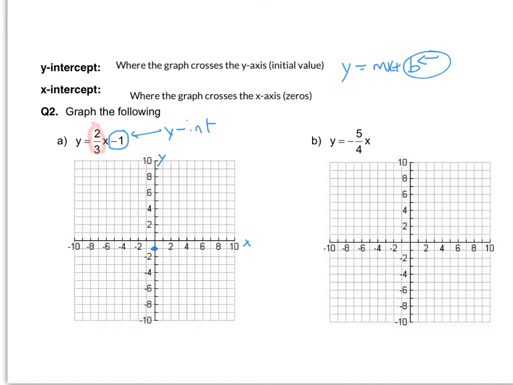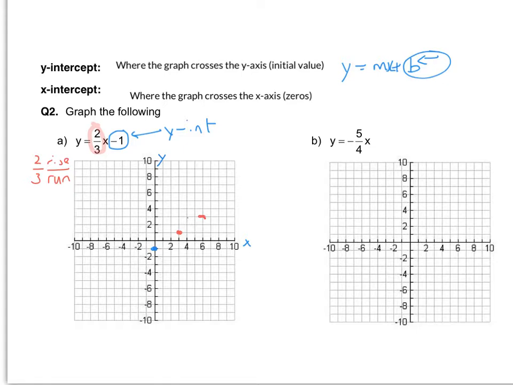So my 2/3 is going to be a rise of 2 and a run of 3. It's rise over run. So I know that from my point that I have at -1, I'm going to rise 2, 1, 2, and run 3, 1, 2, 3. They were both positive, so I'm going up and then to the right. And I'm going to rise 2 more and run 3, 1, 2, 3. I believe I'm right here at 6 and 3.